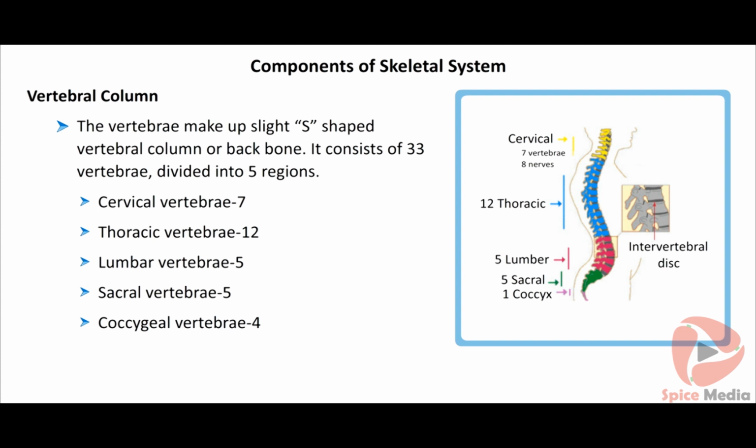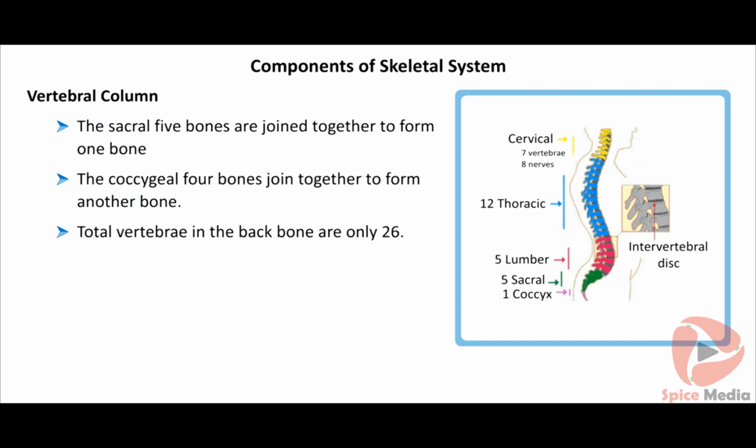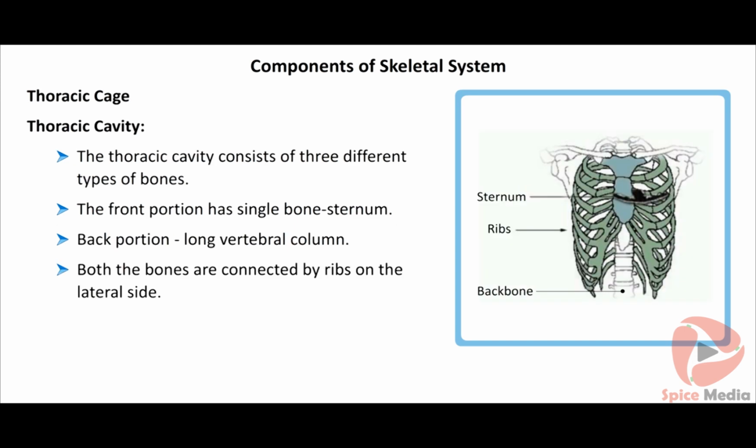The vertebrae make up slight S-shaped vertebral column or backbone. The backbone consists of 33 vertebrae which are divided into 5 regions: cervical vertebrae, thoracic vertebrae, lumbar vertebrae, sacral vertebrae and coccygeal vertebrae. The sacral 5 bones are joined together to form one bone and the coccygeal 4 bones joined together to form another bone. So the total vertebrae in the backbone are actually 26.